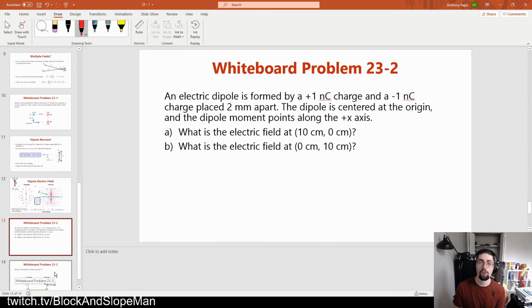Here's a fantastic time to try it out. So, I have an electric dipole, right? It is made from a positive 1 nanocoulomb charge and a negative 1 nanocoulomb charge, spaced by 2 millimeters. It's done in such a way so that the middle is sitting right on the origin. So the positive charge is ever so slightly to the right. The negative charge is ever so slightly to the left. And then I want you to find what is the electric field from this dipole at a point 10, 0? And what is the electric field at a point 0, 10? I strongly encourage you to draw this picture out.